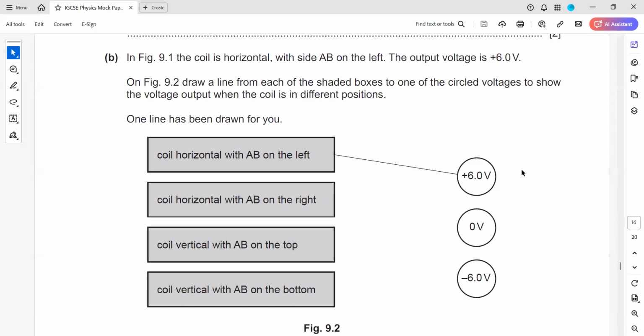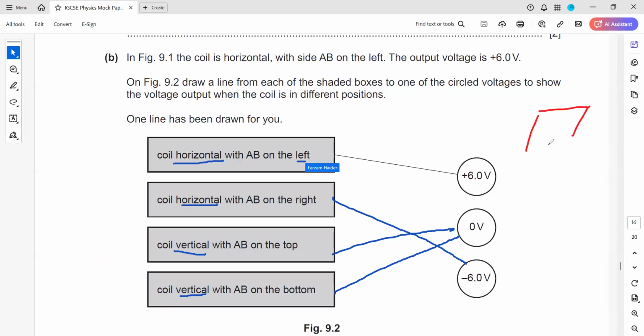in figure 9.1, the coil is horizontal and AB is on the left hand side and the voltage output is 6. On figure 9.2, draw a line from each shaded box to one circle voltage, showing how the voltage output will change. So first, when AB is on the left hand side and the coil is horizontal, we get +6 volts.